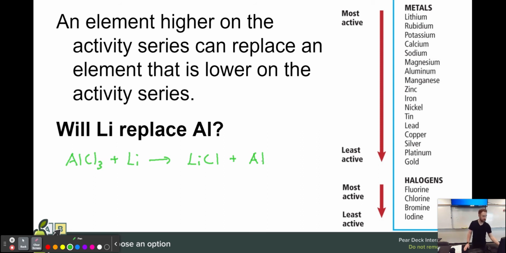Well, what we'd have to do is go and find lithium and aluminum. So there's lithium and there's aluminum on the chart. Lithium is more reactive than aluminum. So this is going to happen. This is going to happen because lithium is more reactive than aluminum. So it's going to go in and kick aluminum to the curb and take its place.